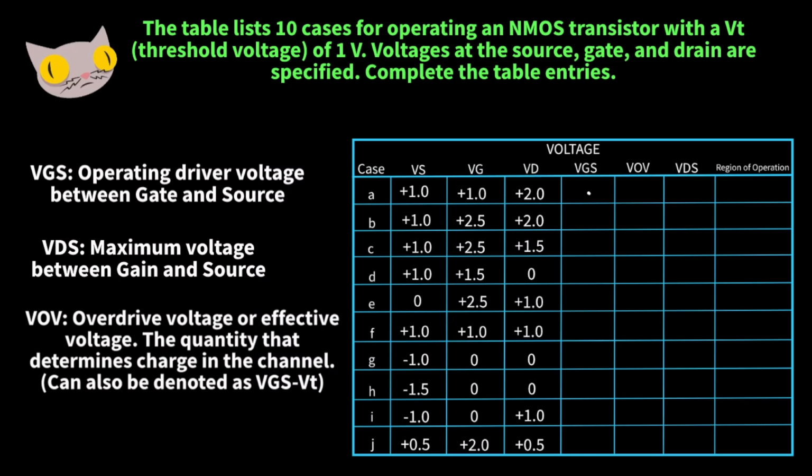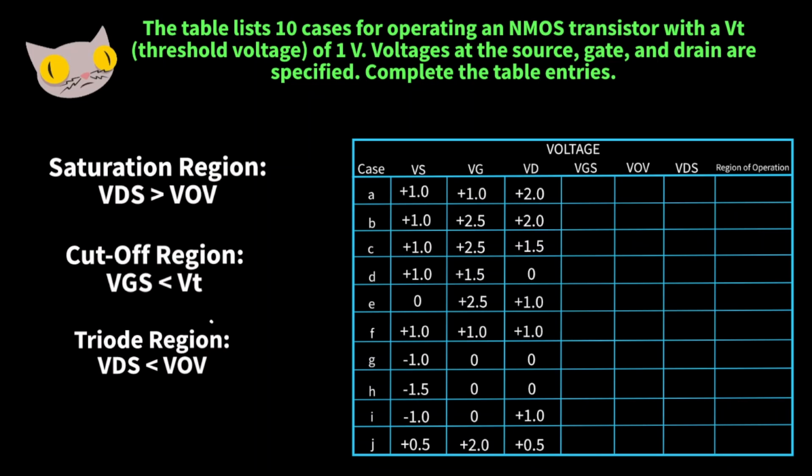For each of these cases, we're going to want to find the VGS, or the operating drive voltage between the gate and the source, the VDS, or the voltage between drain and source, and VOV, also known as the overdrive voltage or the effective voltage. This is the quantity that determines the charge in the channel. This can also be denoted as VGS minus VT.